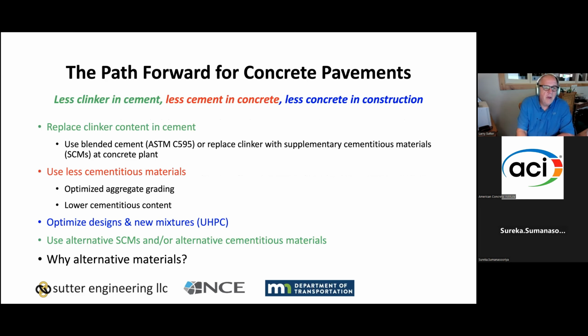Well, for concrete pavements anyway, it's certainly going to be less clinker in cement, less cement in concrete, less concrete in construction. That's the mantra. So what does that mean? First, we're going to replace clinker content in cement. We're going to do that by using blended cements, whether it's 1L, 1P, or 1T. We need to start getting into quaternary blends, but we need to get the clinker factor down in our cementitious fraction. And we're going to do it by replacing it with other materials, supplementary cementitious materials. Then, using less cement in general.